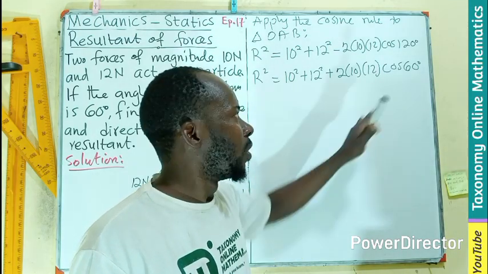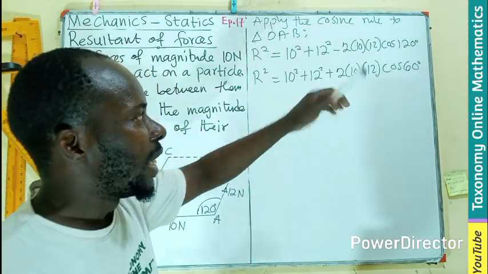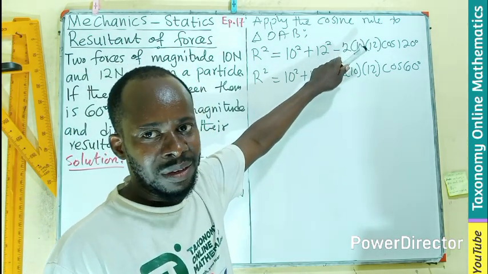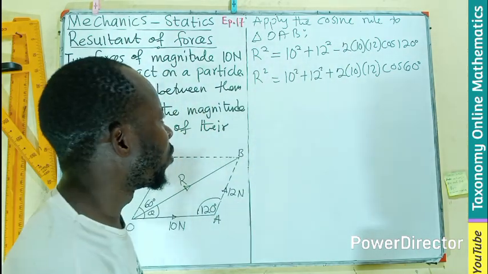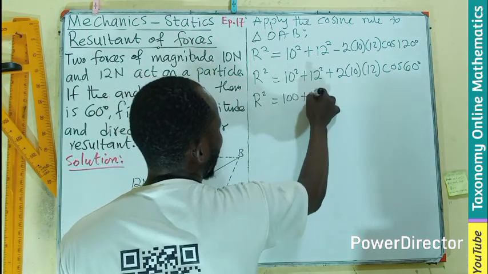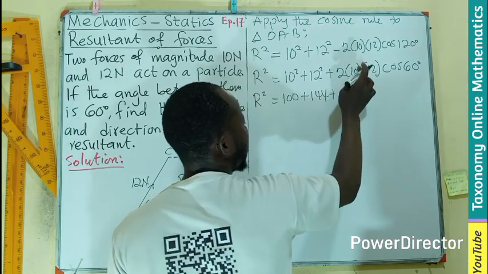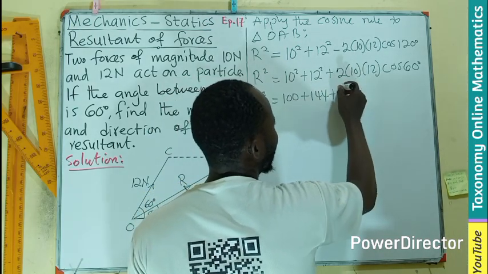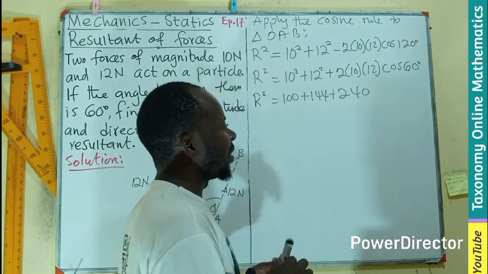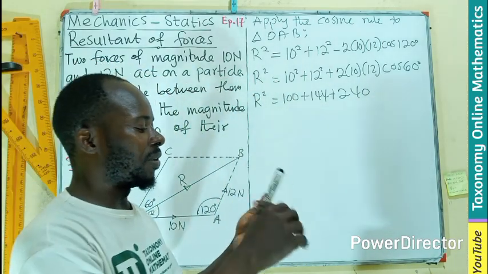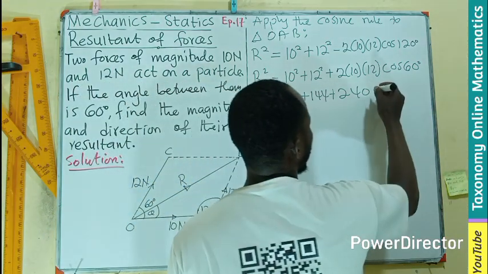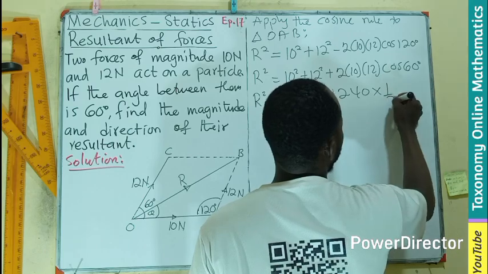Remember the formula very well, so as not to get confused with that. We can use the 120 in it directly, which will have an effect on this. If you don't want to work with the negative, this is what we can have. So our R square will be 100 plus 144. This is going to be 2 times 10 times 12, which is 240. Then cos 60, we have 0, 30, 45, 60. Cos 60 will be 1 over 2. So this is going to be 1 over 2.